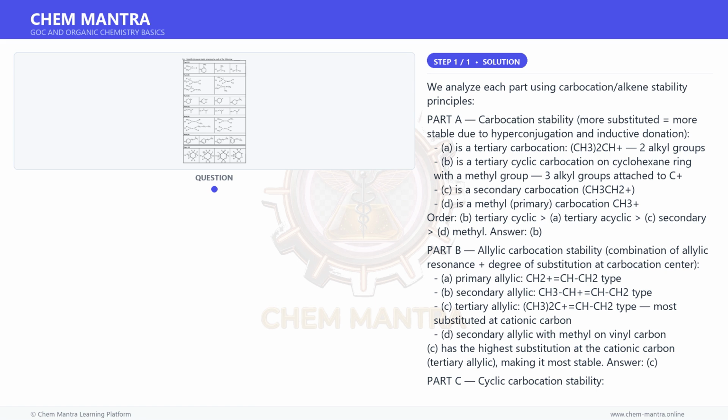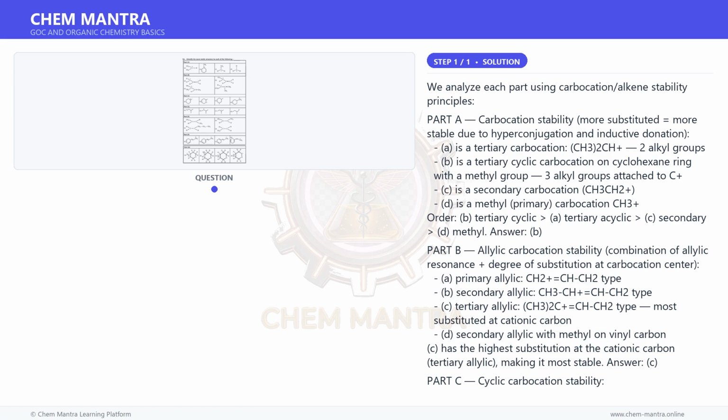C is a secondary carbocation, CH3CH2+. D is a methyl, primary carbocation, CH3+. Order: B, tertiary cyclic; A, tertiary acyclic; C, secondary; D, methyl. Answer B. Part B, allylic carbocation stability: a combination of allylic resonance plus degree of substitution at the carbocation center.